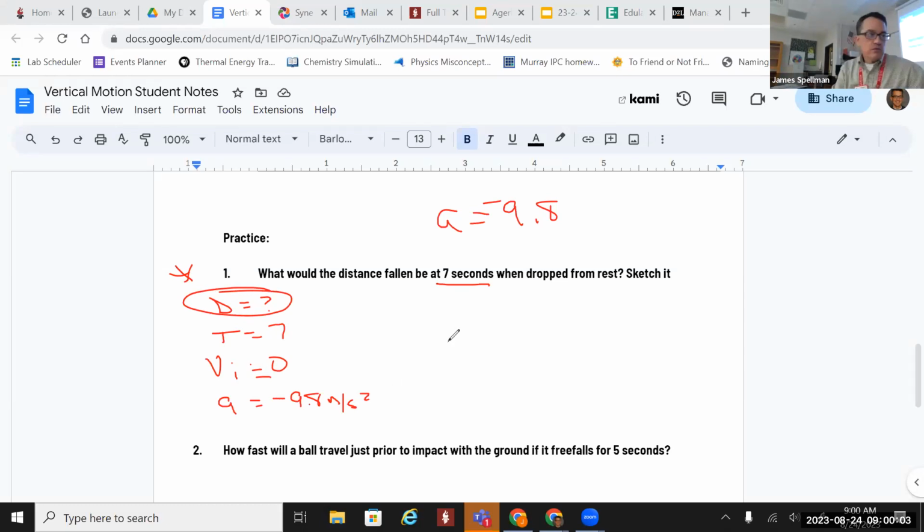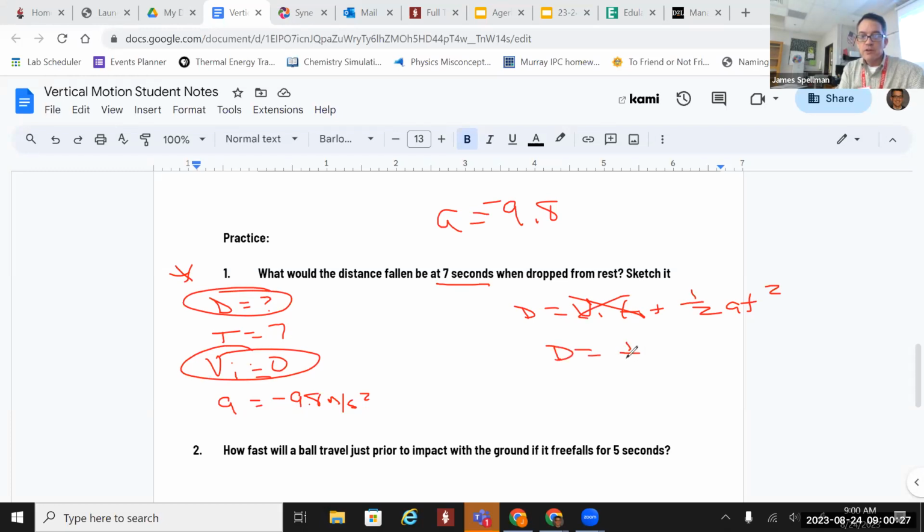Let's check. So our formula for D is the one that says D equals VI T plus 1/2 AT squared. That is the one we can use for this one. Because VI is 0, we don't need to worry about that part because it's going to cancel and turn into a 0. So I've got 1/2 AT squared. We just need to plug in our numbers. So A is 9.8 and T is 7, and I need to square it. So be careful on your calculator that you put it in that way.